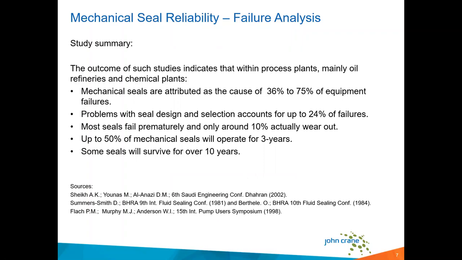So this is an interesting summarization of data from a couple different sources that are listed at the bottom of the slide here. This study was conducted across different process plants, mainly oil refineries and chemical plants. The summary is that mechanical seals were attributed as the cause of between 36 to 75% of the equipment failures. In other words, that's what that equipment was written up for: a seal leak or undesirable seal leak.